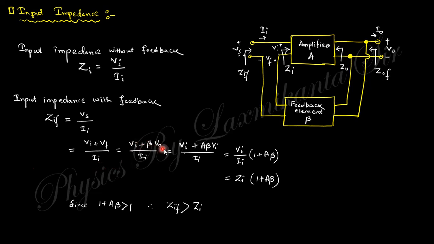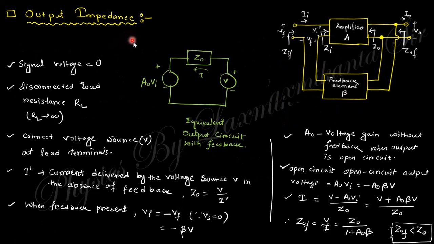So Vf is beta Vo, and Vo is A Vi. So you will get this one. So the input impedance with feedback is greater than the input impedance without feedback. And the next one is the output impedance.